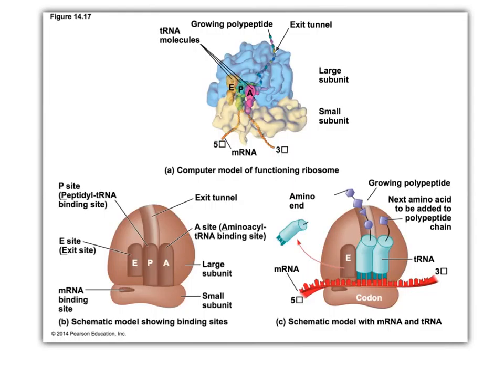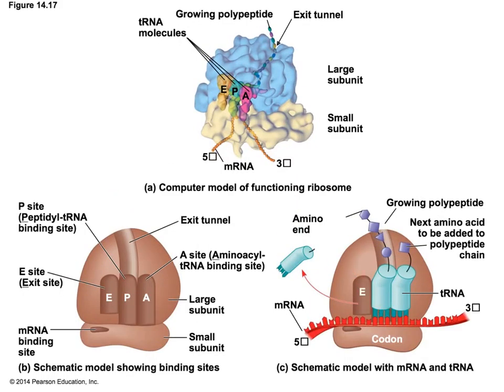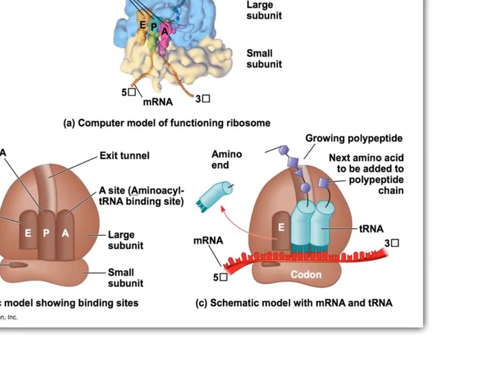This is the model right here. At any time, two of the three sites on the ribosome have to be occupied by a tRNA. In this case, you have the P site with the growing polypeptide. The tRNA has gone off. It already ejected the other tRNA that's been used. That site is empty.